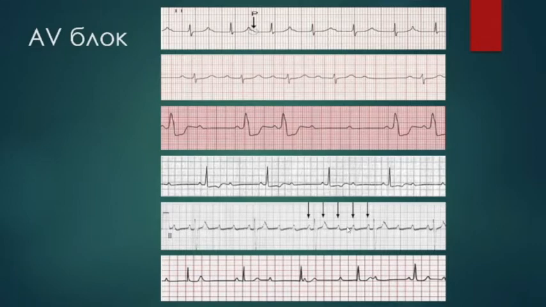You are seeing the deviation of the P wave, which means the contraction of the atria. But the signal is already in the AV node. It's delayed there. So the PR interval is representing mainly the delay in the AV node. Okay?